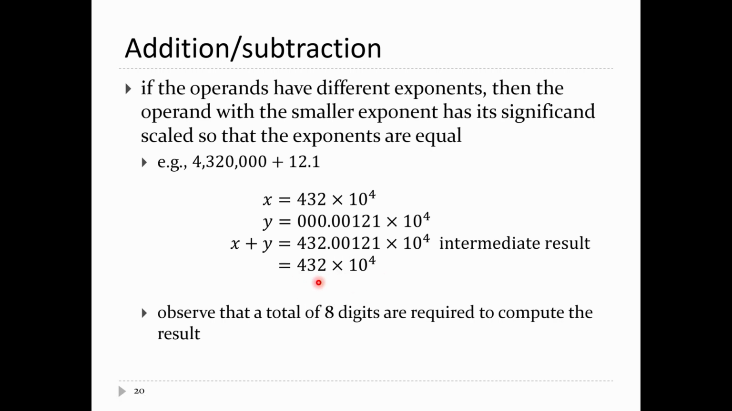Now, look at your final answer. Right, 432 times 10 to the 4. Look at your two numbers that you added together. Right. So the first number that I added together was 4,320,000. But that's 432 times 10 to the 4. Right. The second number is some positive value. And so what's happening here is that you've got x plus y, where x and y are both positive, and the result is equal to x. Right. That number there is the same as that number there. So when I compute the sum, it's as though the 12.1 never existed in the first place.